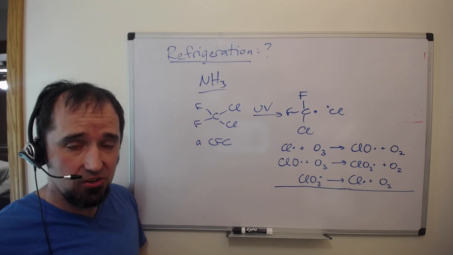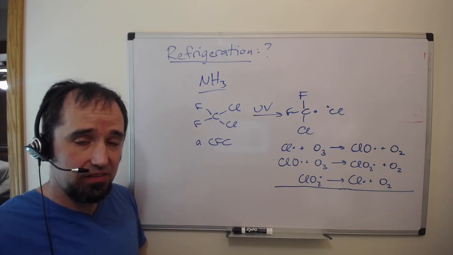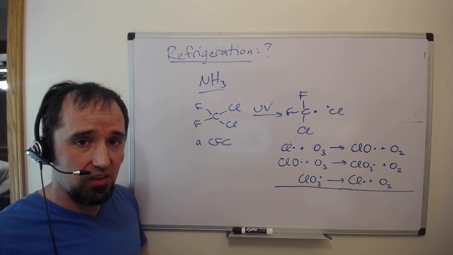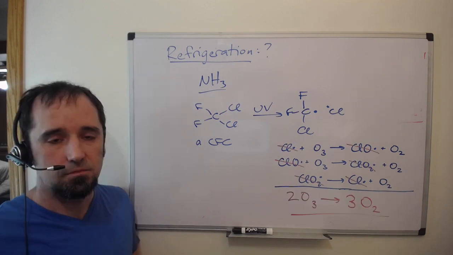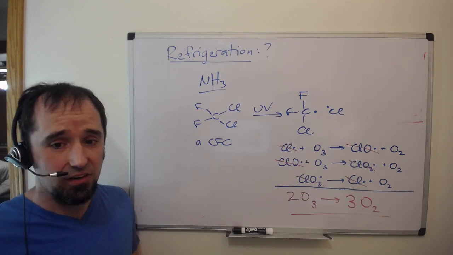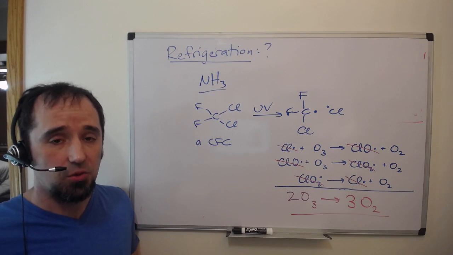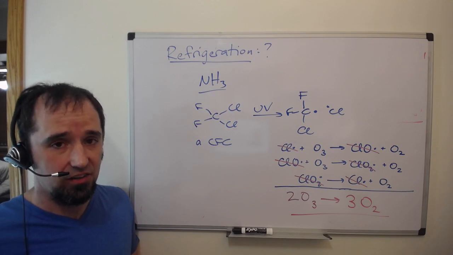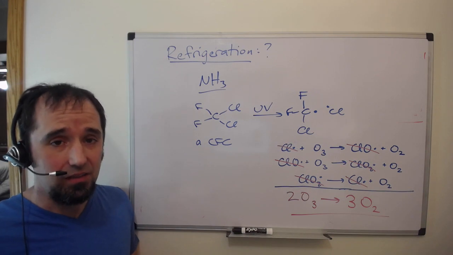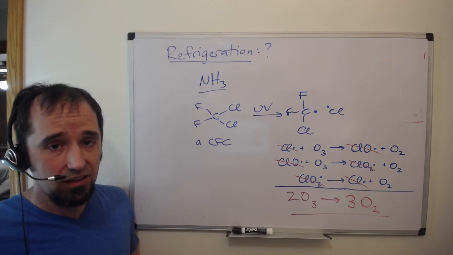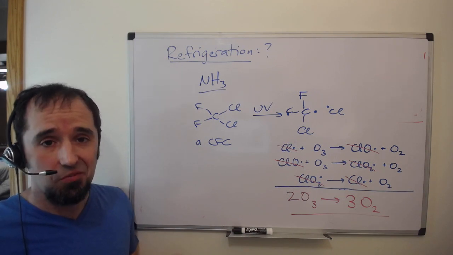Now, just like your 7th grade math problems, we can cross out stuff that appears on the left and the right side to kind of get the overall net reaction. The overall net reaction here is that 2 molecules of ozone are being turned into 3 molecules of oxygen. And that's not good because we need our ozone layer. And so we needed to solve this problem.